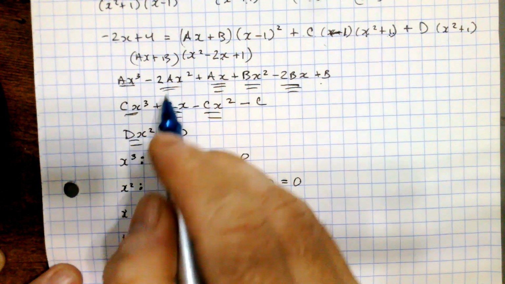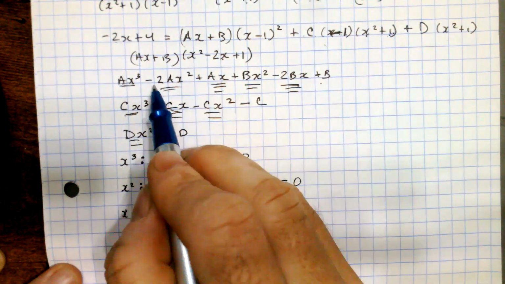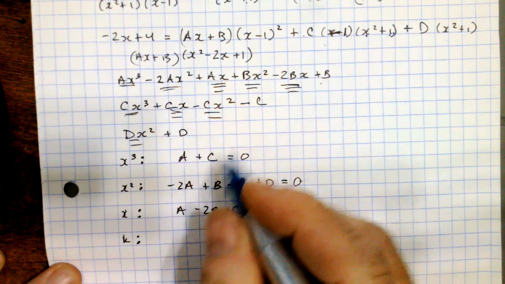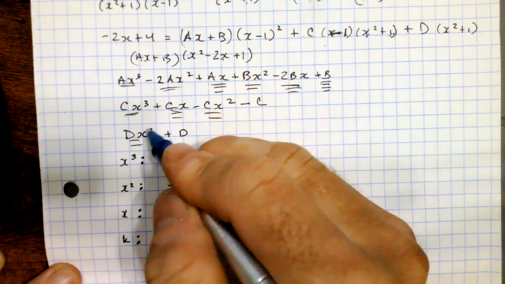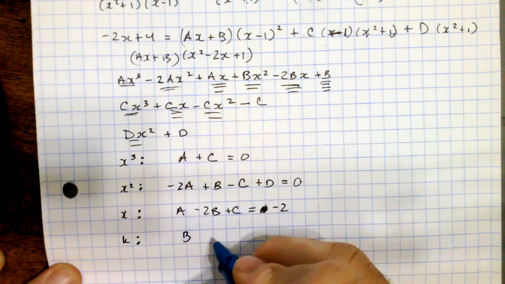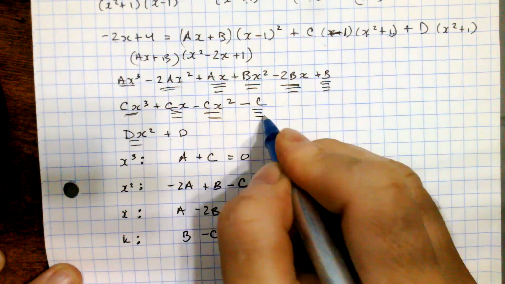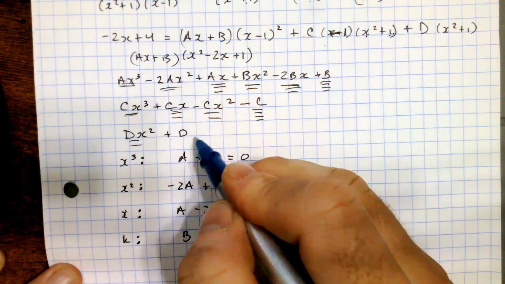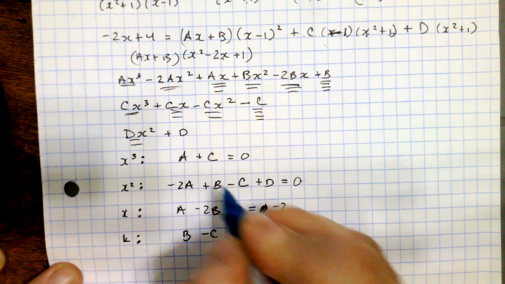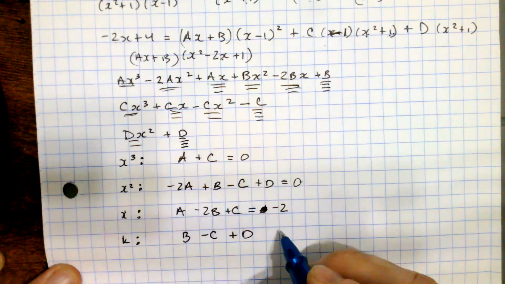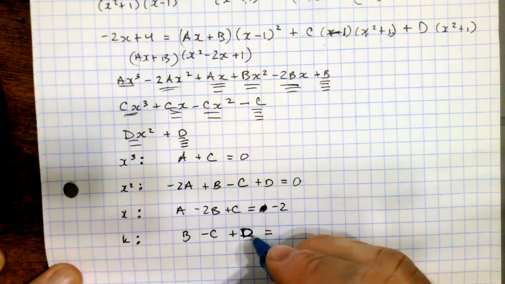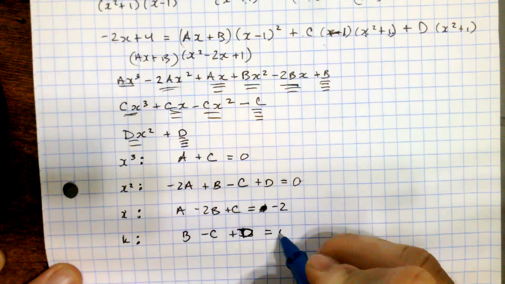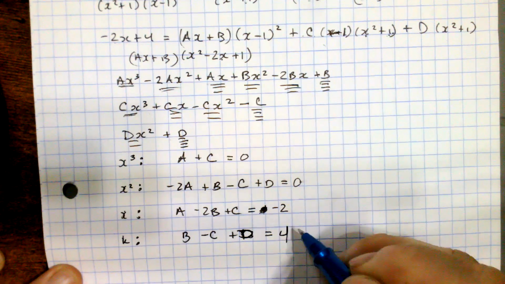Okay, all right, for the constant term, I have a b, and then a minus c, and then a plus d. And that's going to equal 4, not 0. d equals 4. Okay, all right.